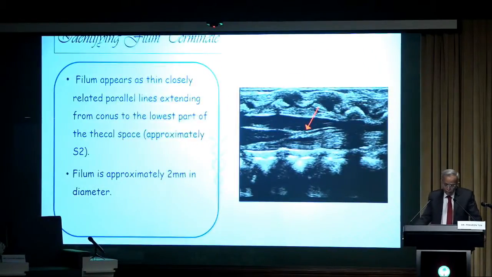Now, identifying the filum terminale. Again, after the conus, the next important structure is the filum terminale. It is nothing but closely packed parallel lines extending from the conus. As you can see here, it extends right from the conus and downwards, and it usually measures about 2 millimeters, and it extends right up to the distal end of the thecal space. So this is how you identify the filum terminale.